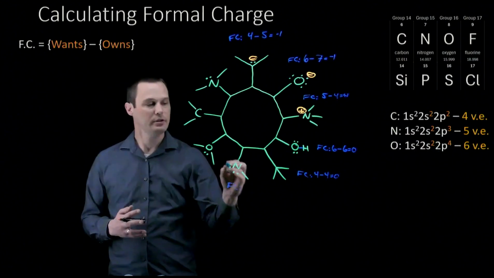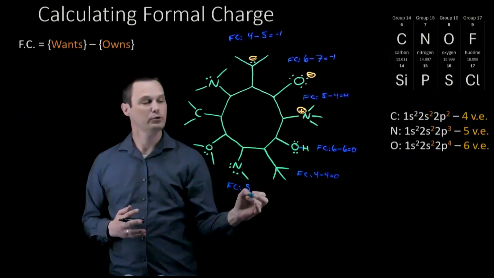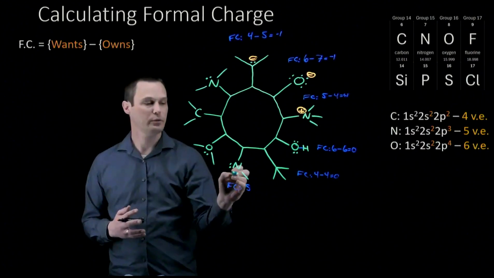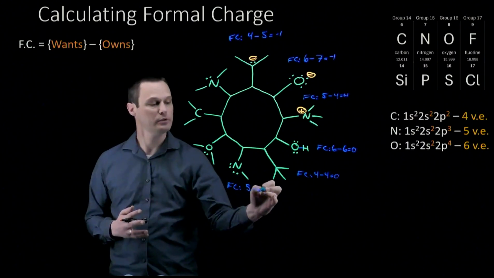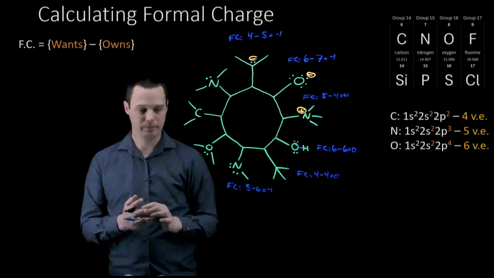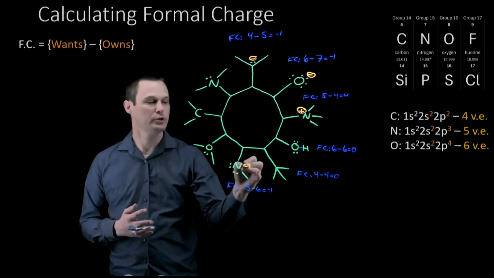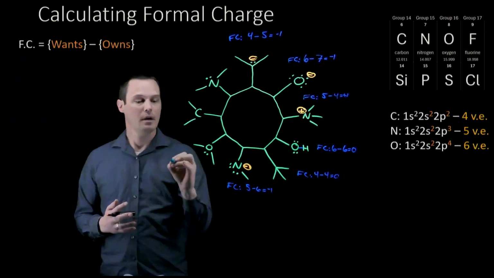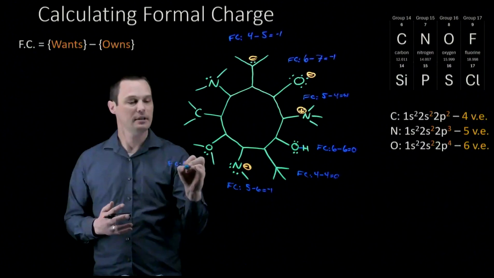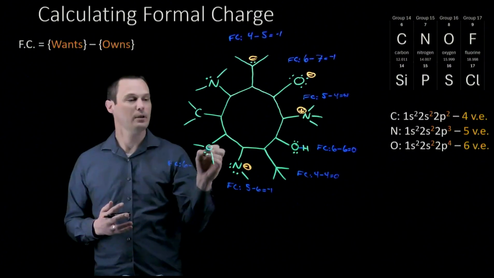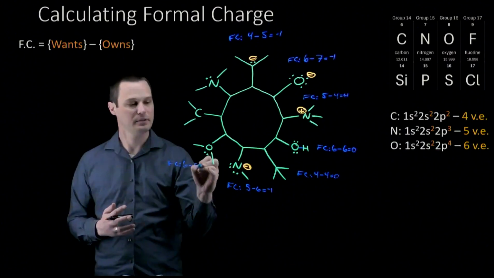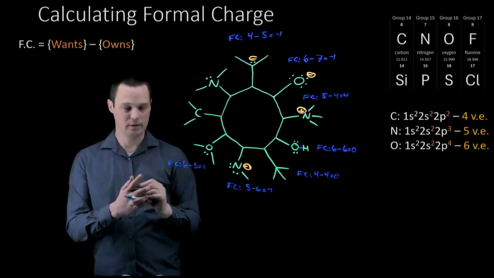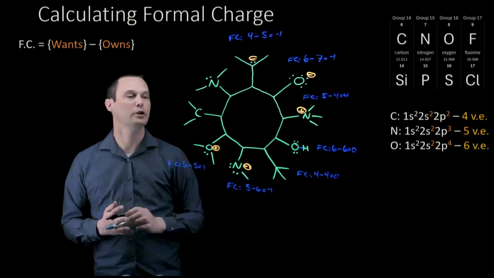For this nitrogen, nitrogen wants 5 electrons in its neutral ground state configuration. It owns 1, 2, 3, 4, and half of those 4 for 2, so that makes a total of 6 electrons that it owns. 5 minus 6 equals -1. This nitrogen has a -1 formal charge in this structure. Oxygen wants 6 electrons in its neutral ground state configuration. It owns half of the 6 bonding electrons and both non-bonded electrons, so that's 5. 6 minus 5 equals +1. This oxygen has a +1 formal charge.